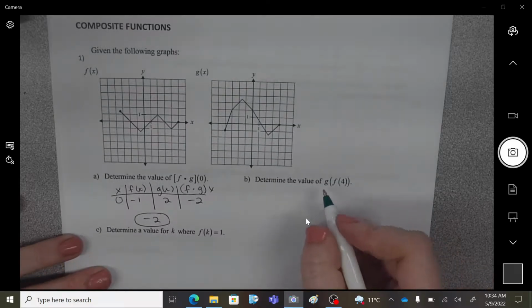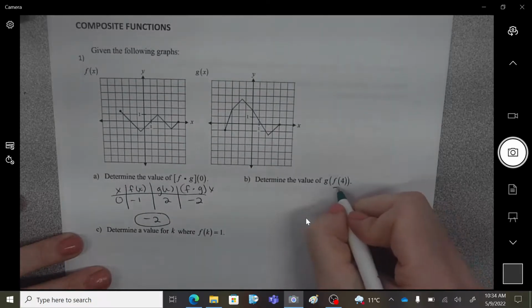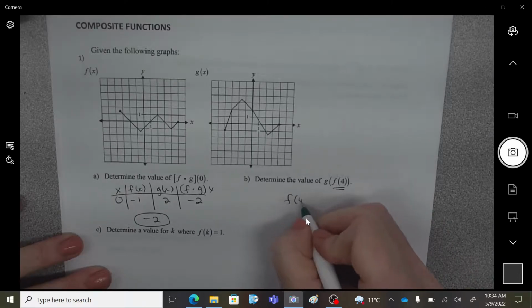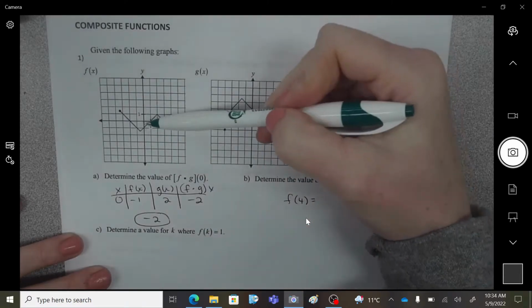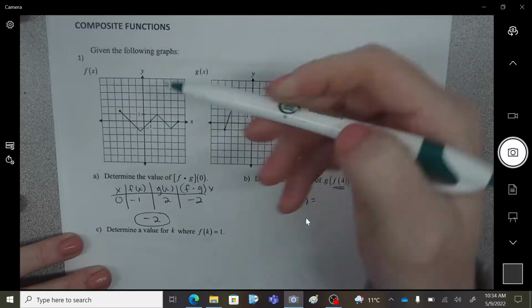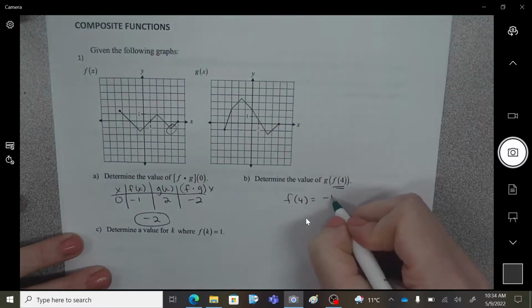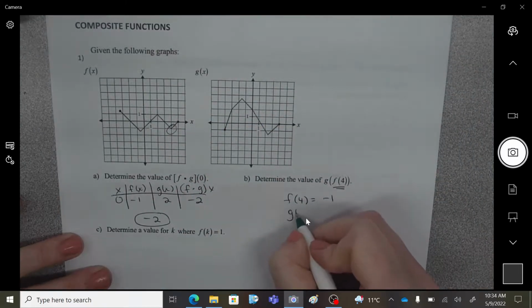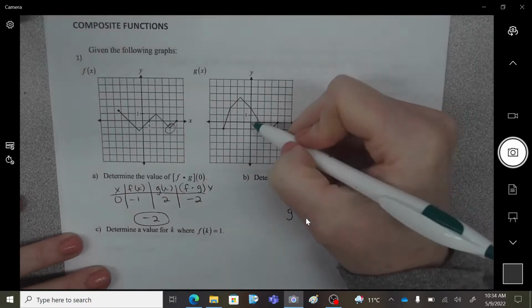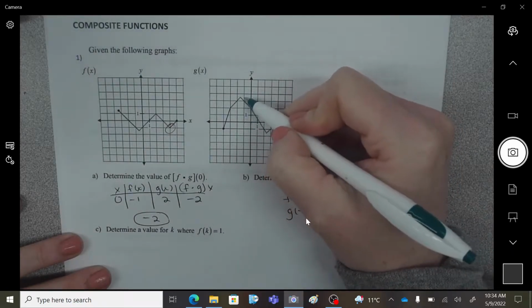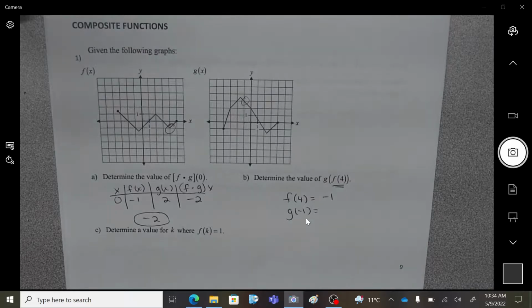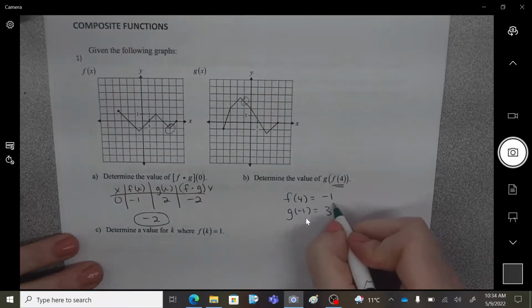Determine the value of g of f of 4. I'm going to do this first. So f of 4: if I go to 4, 1, 2, 3, 4, that's -1. Now what is g of -1? I go to -1, and that is a height of 3.